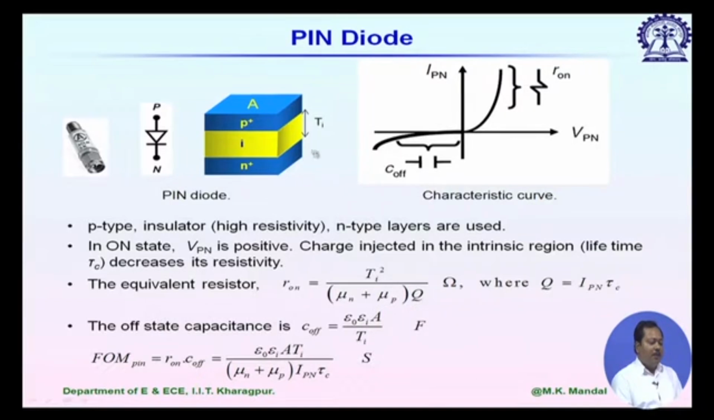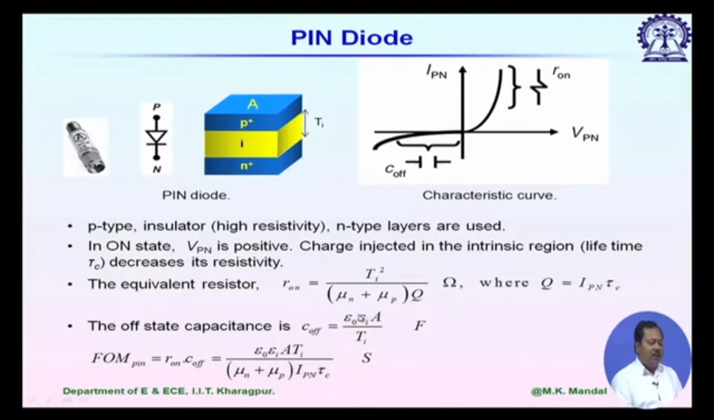So, T I is the thickness of this intrinsic layer, and mu n and mu p are the electron and hole mobilities. Q is the stored charge inside the intrinsic layer, and it can be given by I p n multiplied by tau c. Tau c is the carrier lifetime inside the intrinsic region, and in the off state, the capacitance C off is equal to epsilon naught epsilon I into A by T I farad.